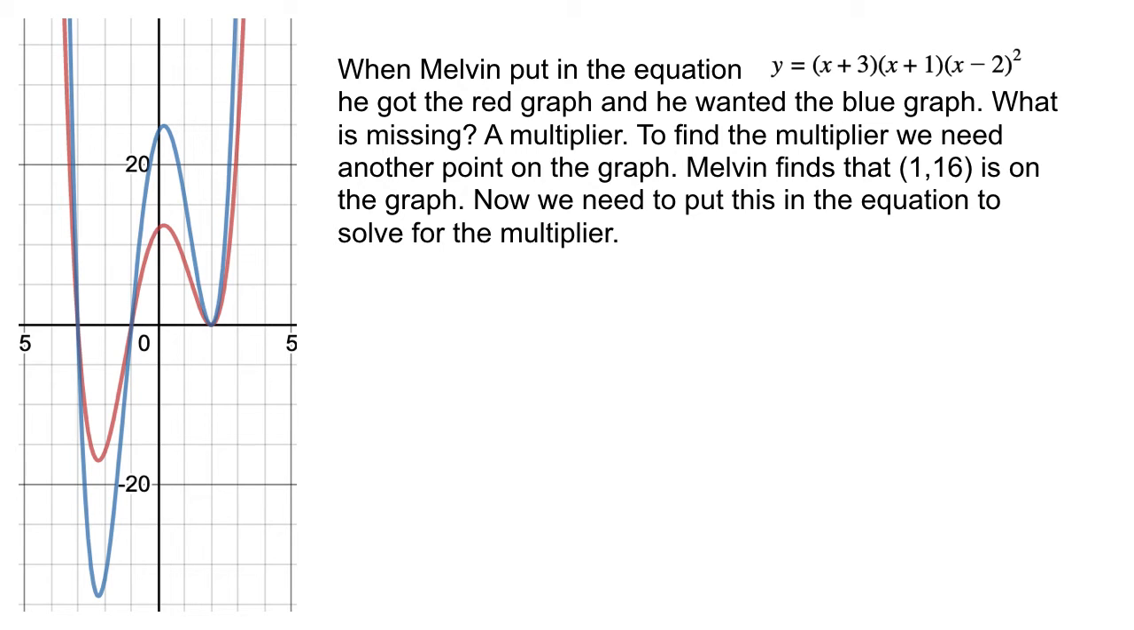So for the next slide, we have the equation. When Melvin put in the equation y equals (x plus 3) times (x plus 1) times (x minus 2) squared, he got the red graph, but he was trying to get the blue graph. You'll notice that all of his roots are correct, and he's got it bouncing off the x-axis at the right place, but something's missing. The multiplier is what's missing. So let's take a look at how we can find that multiplier.